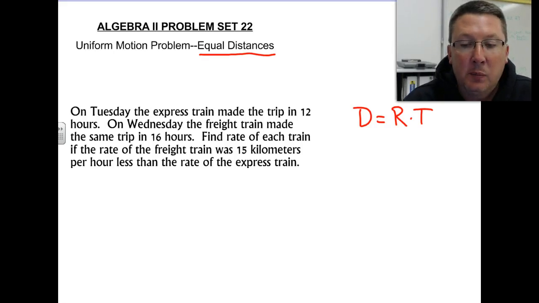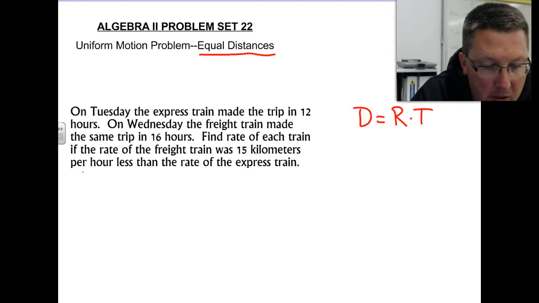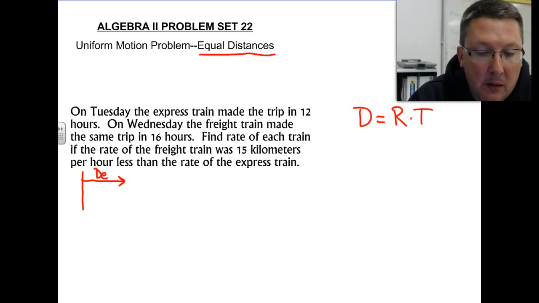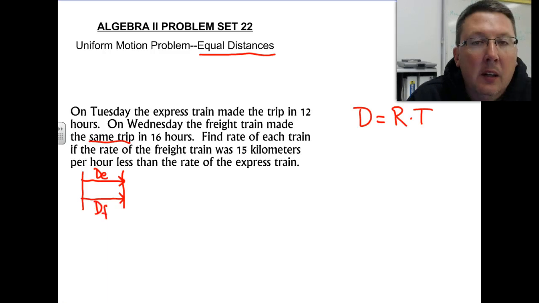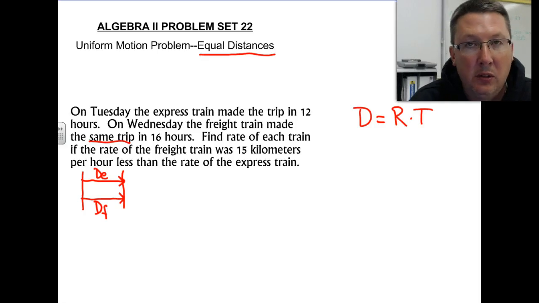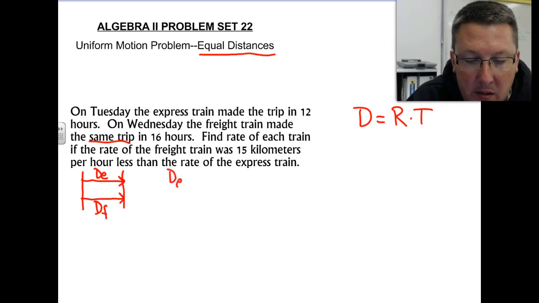It starts off and says the express train made a trip. So I'm going to start with a little picture. Here is the distance for the express train. I'm going to call that distance E. Then on Wednesday, the freight train made the same trip. Key words: same trip. So here goes the freight train, makes the same trip. I'll call this distance for the freight. Right here, I see my picture. I have the distance for the express train and the distance for the freight train. Right off the bat, I should recognize that these two distances are equal. So the distance for the express is equal to the distance for the freight.